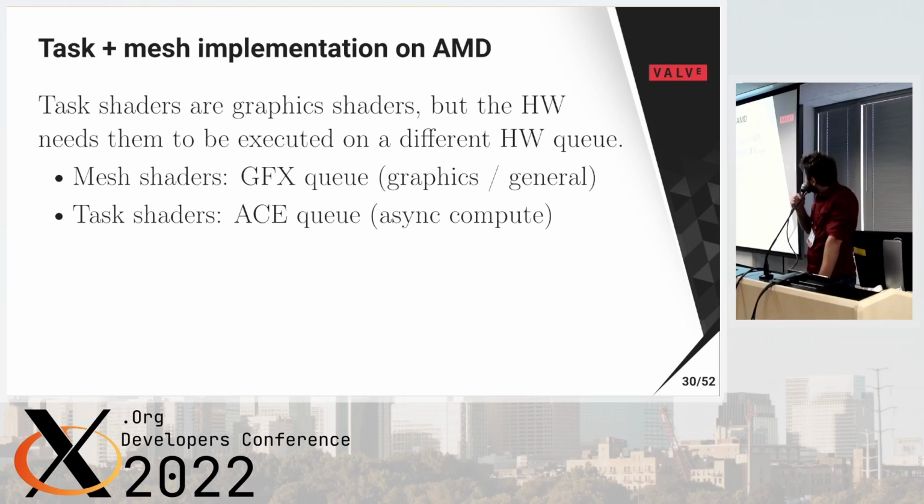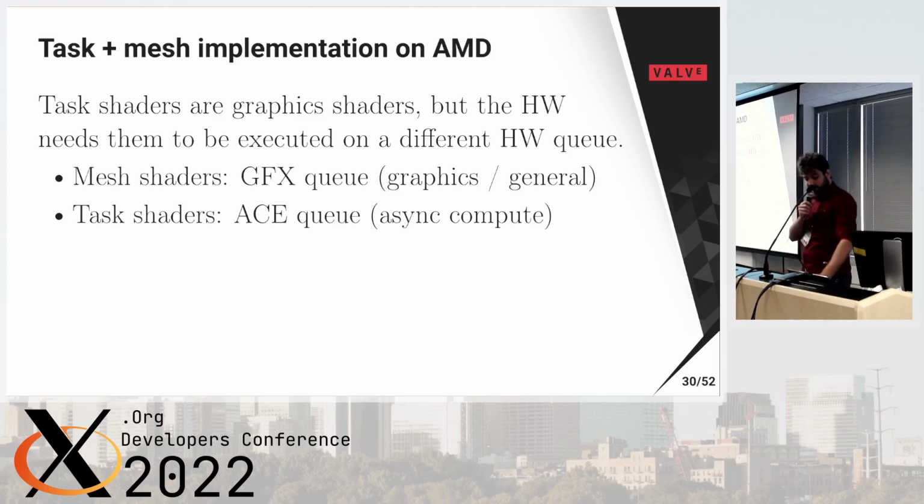So what does this actually mean? What is this firmware-based solution? And this is where it gets really difficult and interesting. So you saw the graph about the pipeline, and in there, task shaders are just regular old graphics shaders in a graphics pipeline. Well, the problem is that AMD requires them to be executed on a different hardware queue, which they call the async compute queue, or ACE for short.